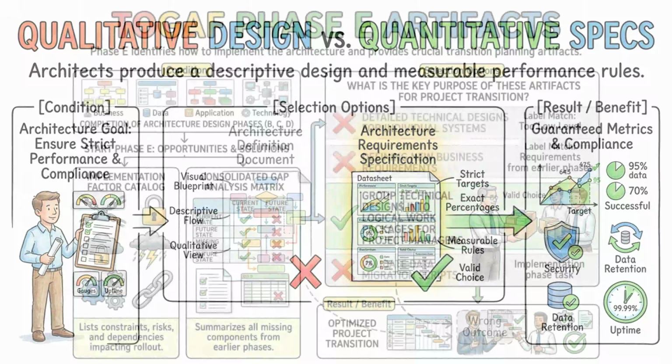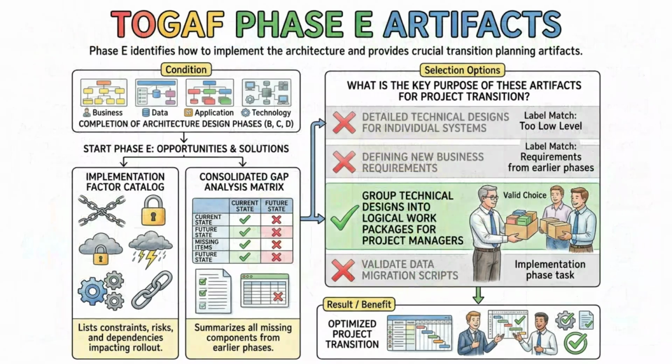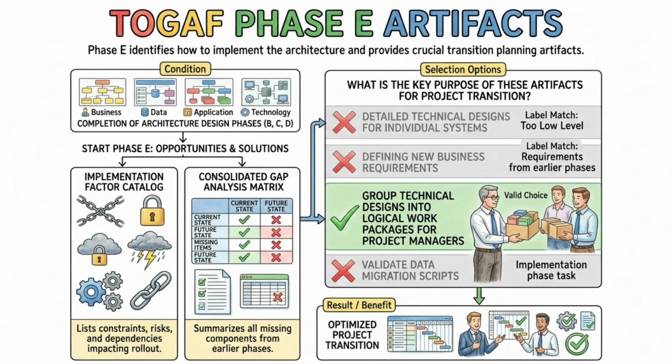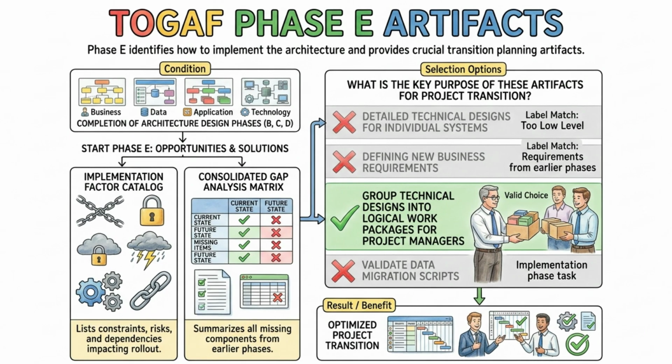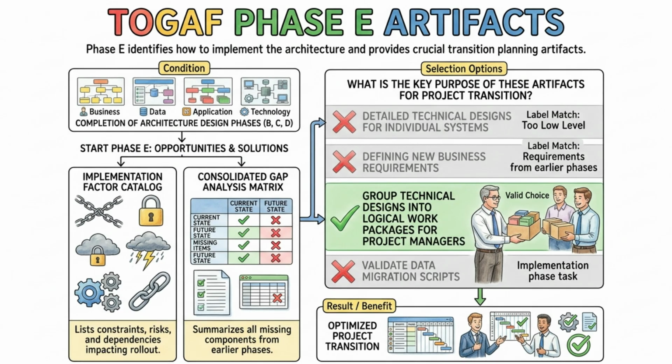Once the design phases conclude, Phase E uses the content framework to document the transition from current state to future state. Architects generate the implementation factor catalog, which lists all the major constraints, risks, and dependencies that will impact the rollout. They also create a consolidated gap analysis matrix that summarizes all the missing components identified in the earlier phases. On the exam, remember that Phase E artifacts are used to group technical designs into logical work packages for the project managers.